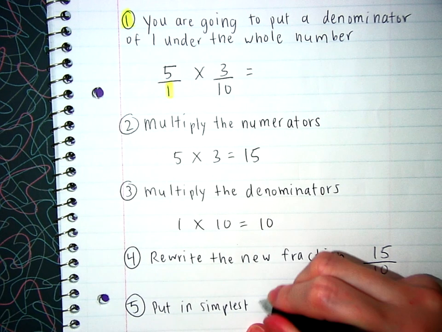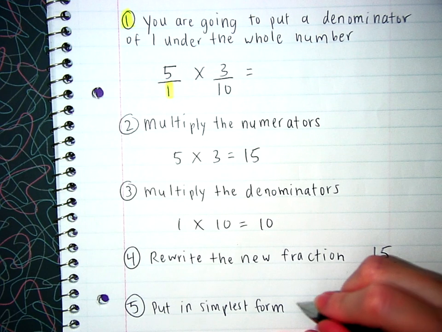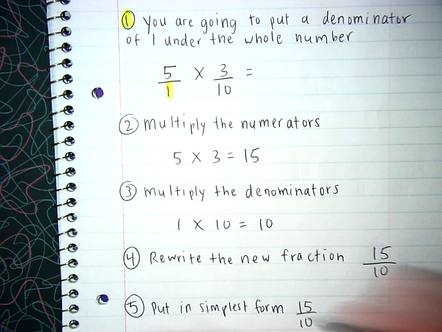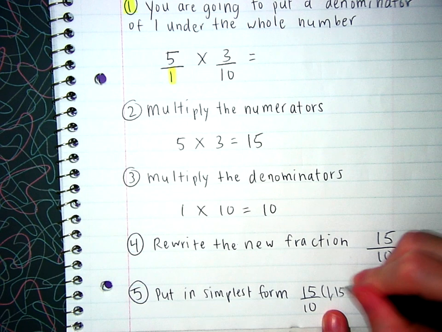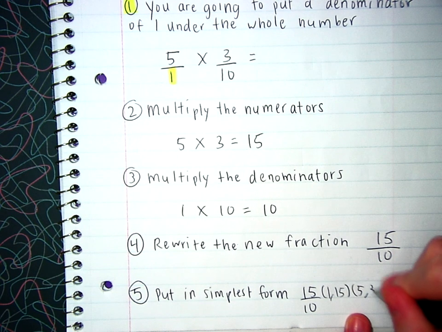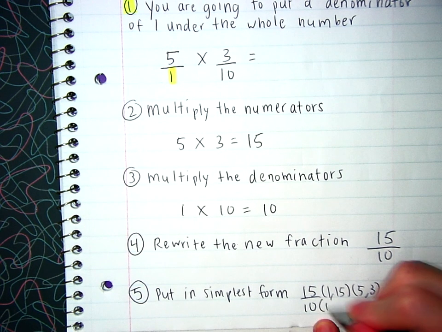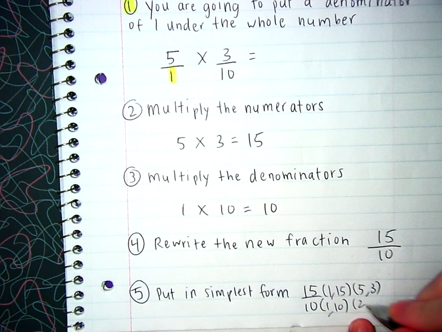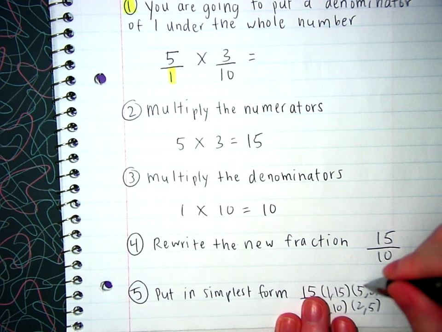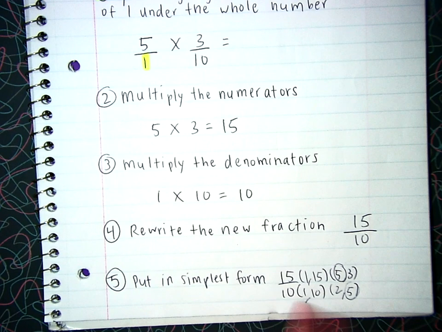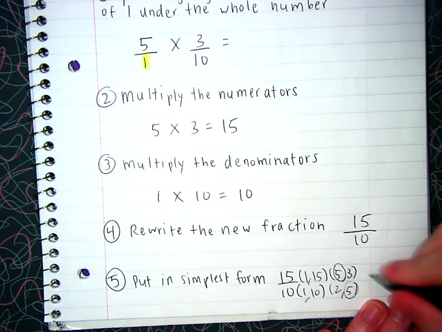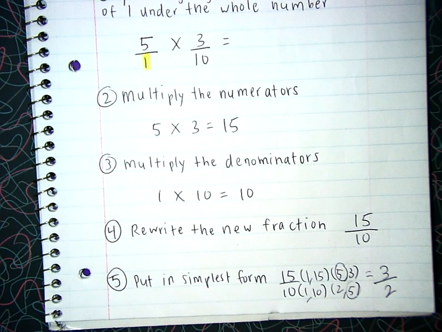In order to do that, we have to find the greatest common factor they share. So let's do that here. 15 over 10. I can do this by doing 1 and 15, and 5 and 3. For 10, it would be 1 and 10, and 2 and 5. I see that the greatest common factor they share is 5. So I divide my numerator and my denominator by the 5. Then if I do that, I would get 3 over 2. And that is in simplest form.